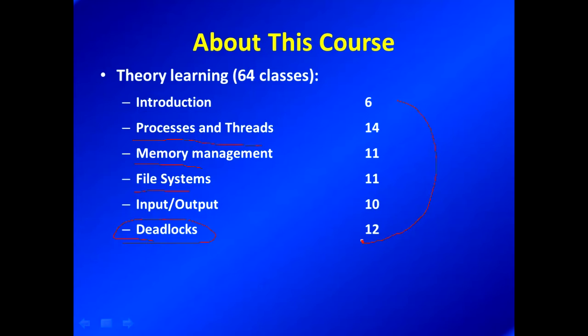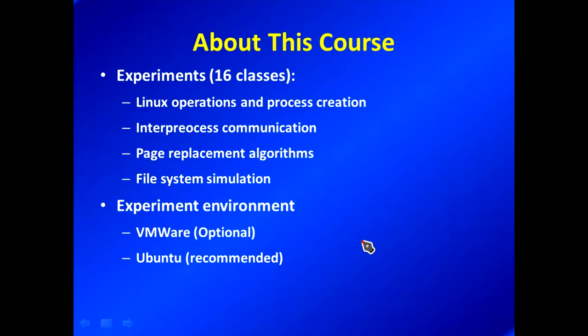Apart from the theory learning, we have 16 classes of experiment. We will have four experiments in this term. Some of you are on the campus, so for these students who live on campus, it will be easier to finish the experiments, because you can just go to the lab in building six. You don't need to worry about the experiment environment setting, because we have computers with the whole experiment environment.